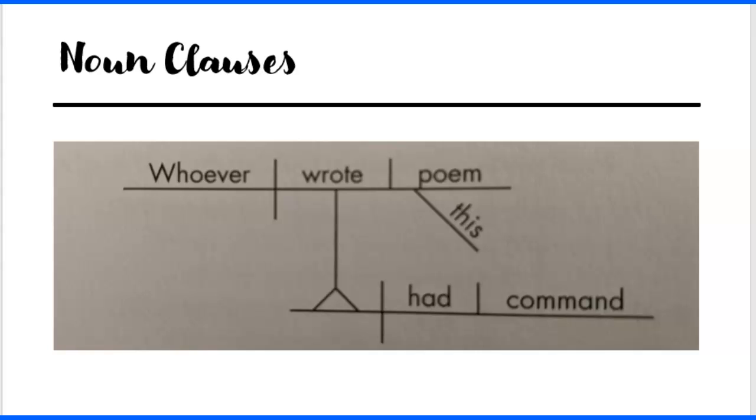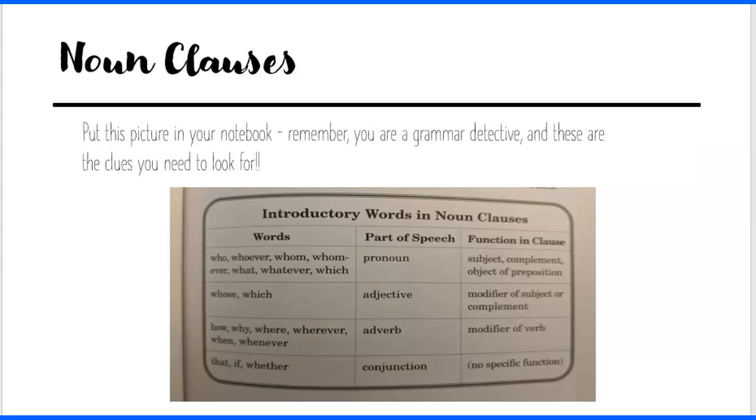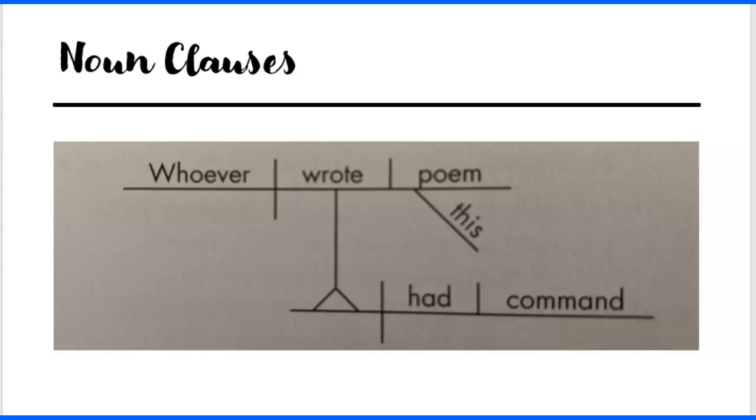All right, so I'm going to look back at my little chart of words. I've just read the sentence. I'm going to go back to my chart of words. Right there, first one. Who, whoever, whom, and whoever was the first word. So I'm going to look over in my little function and it says: subject, complement, object of the preposition. Okay, so I have to figure all that out.